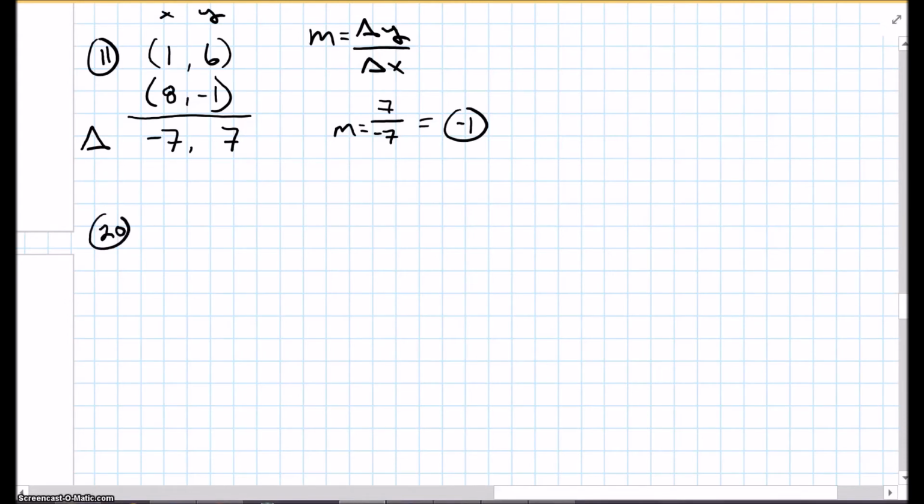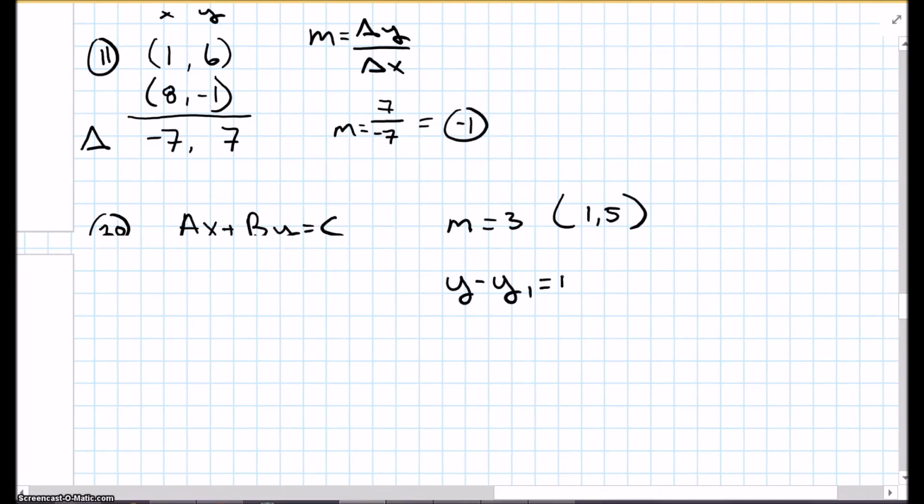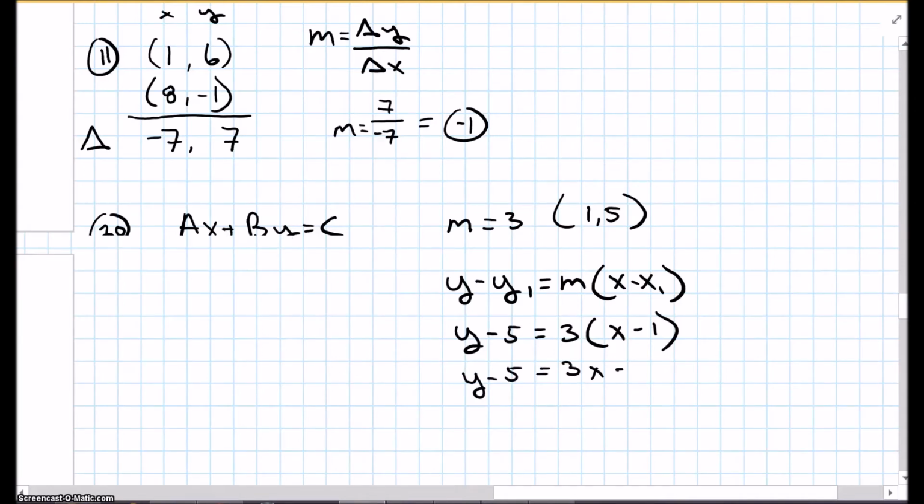Number 20. Write in standard form. Okay, standard form means ax plus by equals c. We know this. The slope is 3, and we have a point, (1, 5). So I have a point and I have a slope, so let's use point slope form. y minus y1 equals m times x minus x1. So y minus 5 equals 3 times x minus 1. Write it in standard form. So y minus 5 equals 3x minus 3.